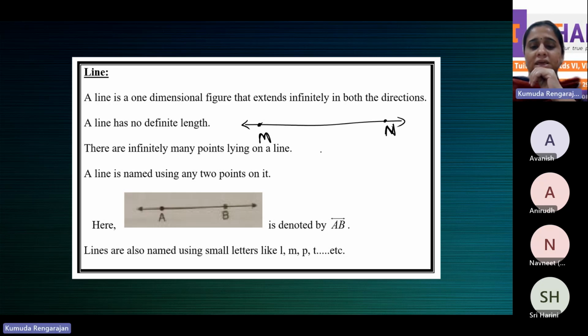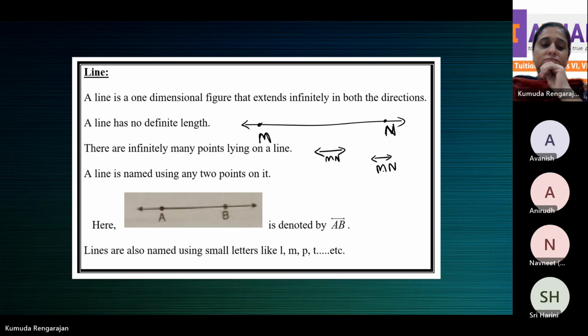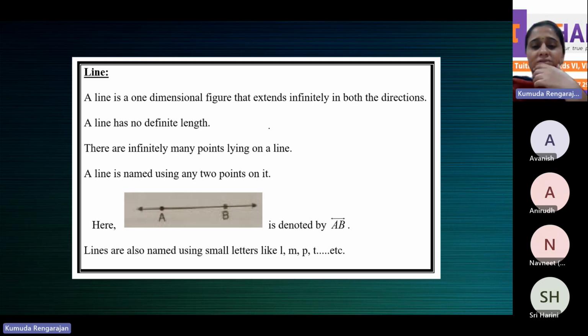Now this line, the name of this line is line MN. This symbol represents line. Line MN. Now there's another way to name lines. What is that other way? Instead of taking 2 points, you can also name it like this.